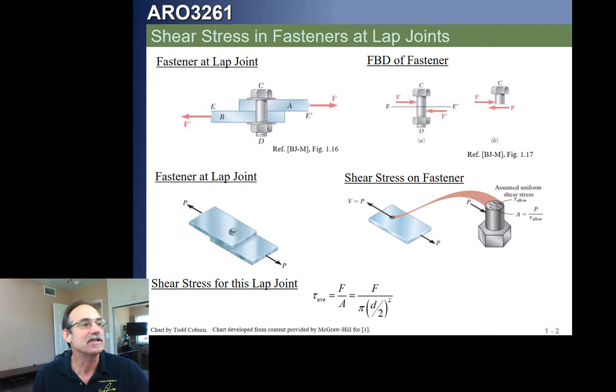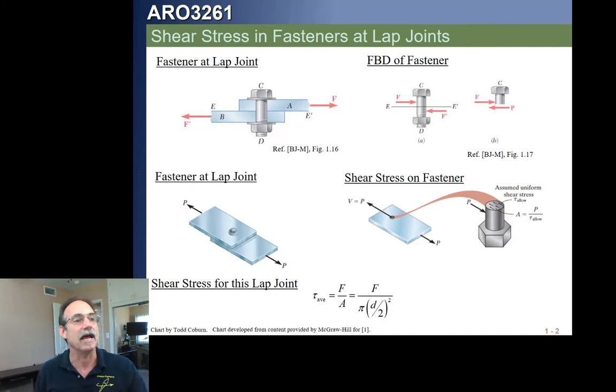Like a lap joint where we have two sheets that are tied together with a row of fasteners, maybe one or more fasteners. If these two sheets develop tension stresses, you're going to get shear stresses on the fastener as those two sheets try to move apart and the fastener holds them together. Also, we're going to see that it causes a bearing stress under that.